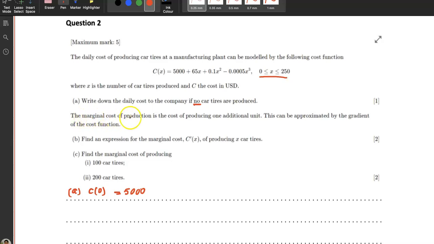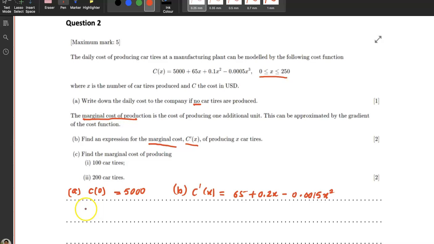The marginal cost is the cost of producing one additional unit. Whenever they ask you to find the marginal cost, you take the derivative of the cost function. So the marginal cost is the derivative of the cost function. So what will the marginal cost be? 0 plus 65 plus 0.2x minus 0.0015x squared. Very good. I'm very impressed by your young mind. Very good. Perfect.